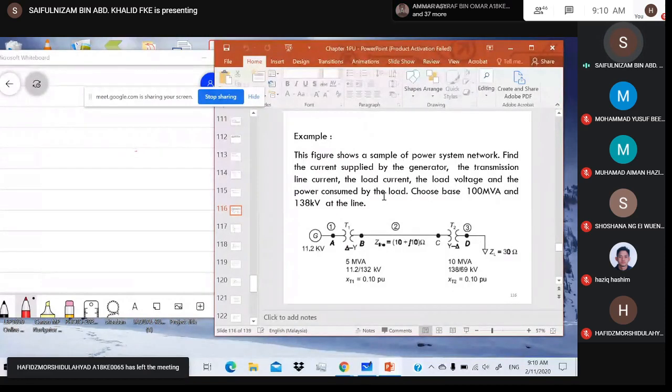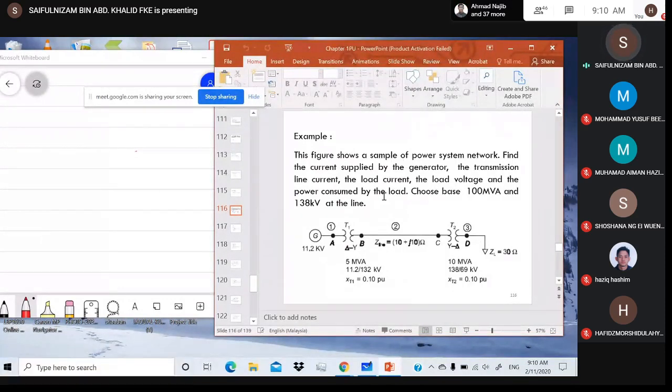So what is the power? Okay, choose base 100 MVA and 138 kilovolt at the line. You see from the question, they state the reference, right? So one component is taken as reference. So it means that all components in the system have to refer to this selected base, which is at the transmission line. So now our reference or our selected base is at the transmission line, given there 100 MVA and 138 kV.